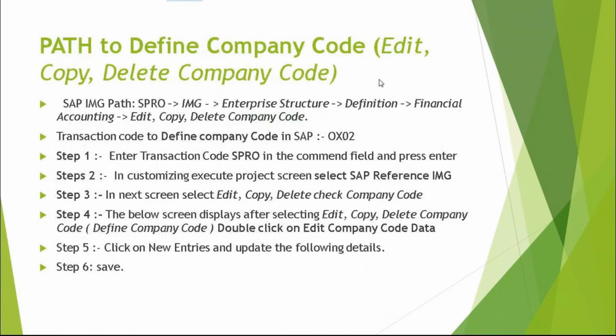Now, what is the path of this? So here SAP SPRO, I mean SAP reference image, enterprise structure, definition, financial accounting, edit, copy, delete, check company code. So define company is different. Define company code to company is different. Click on that particular code to process and give the further information about the company. Here, edit, copy, delete company code is nothing but define company code to company.